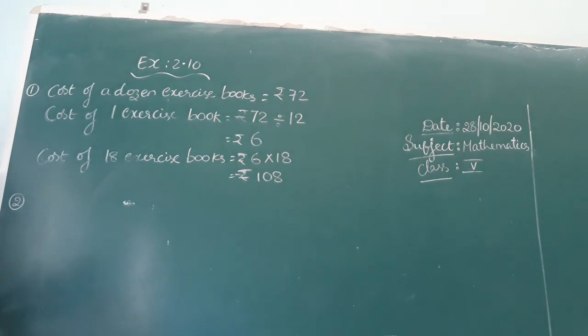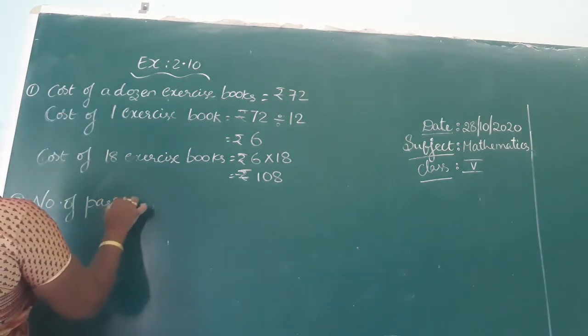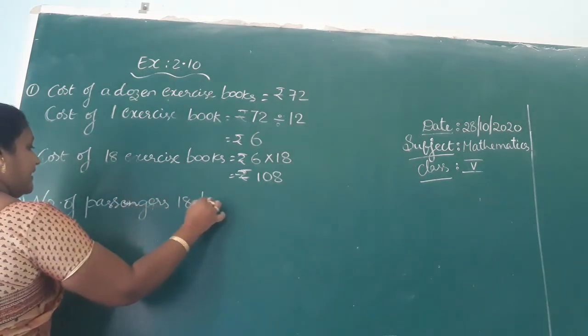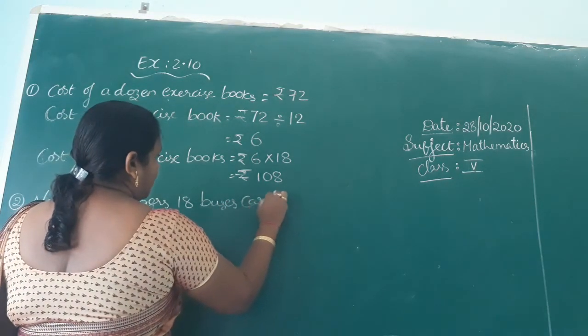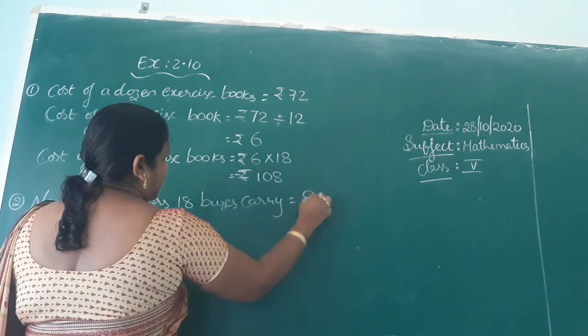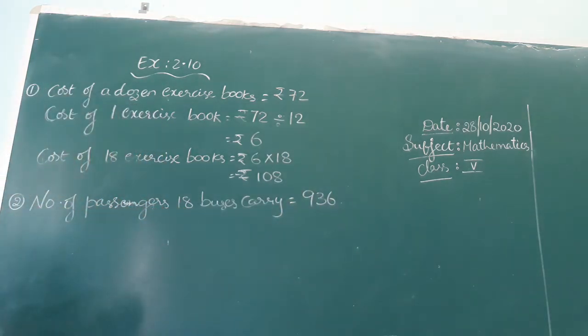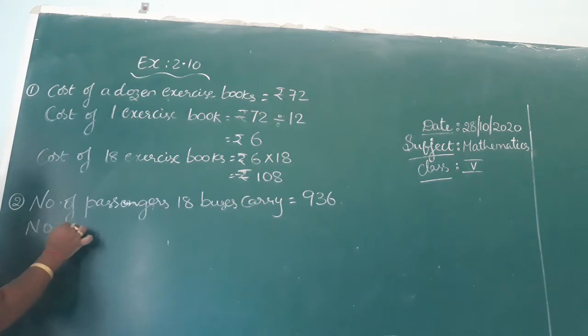See the second one. 18 buses carry 936 passengers. How many passengers will 25 buses carry? What data have they given? 18 buses carry 936 members. So they are asking the number of passengers 25 buses will carry.